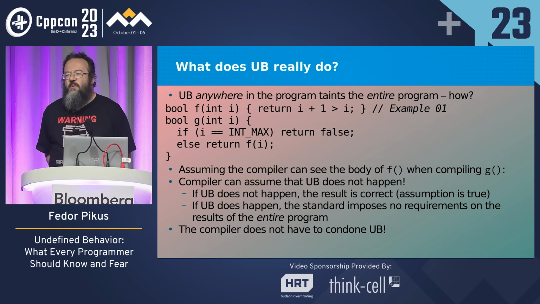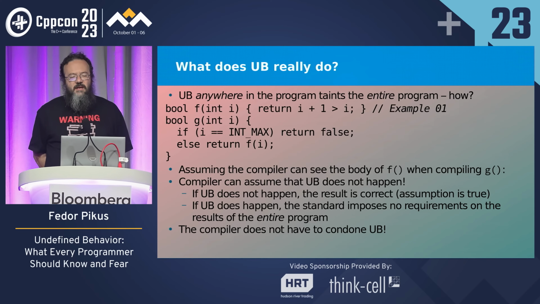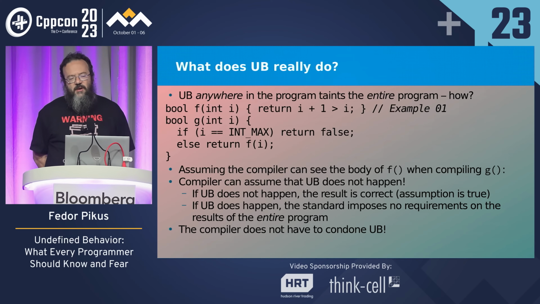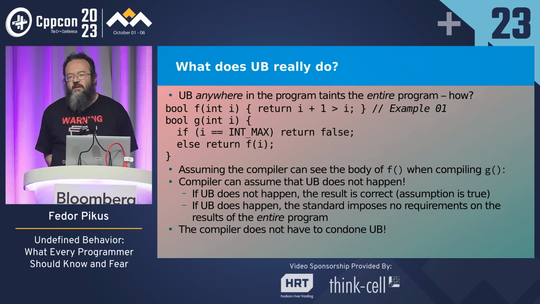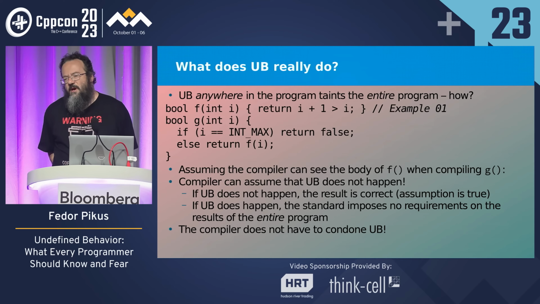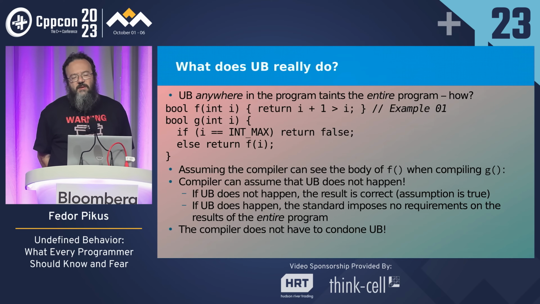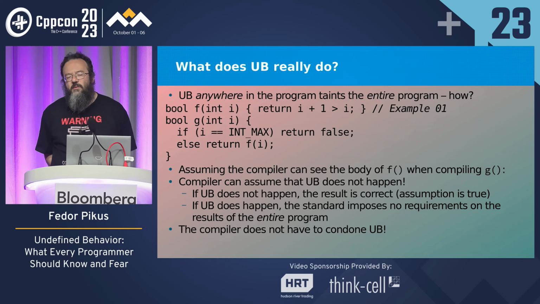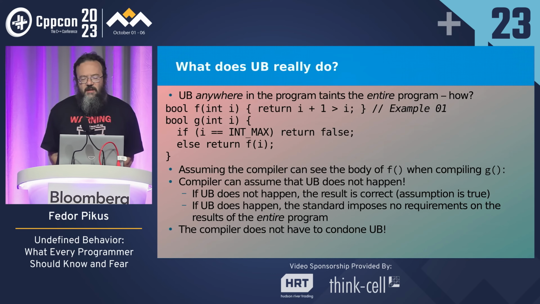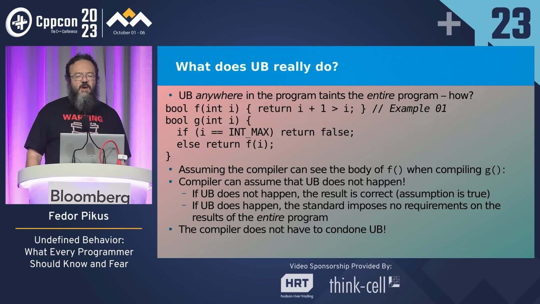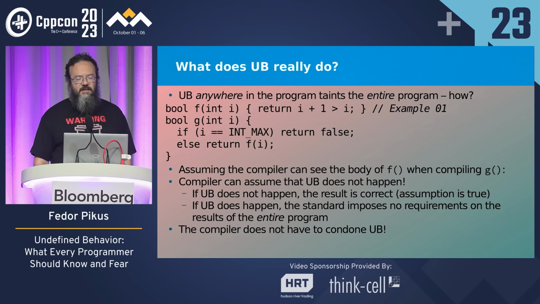If we assume that the compiler can see the entire code, then the compiler in general will assume that undefined behavior does not happen. In particular, it means that when you call f, integer overflow does not happen, so i is not equal to int max. It will then, in that assumption, eliminate what is now basically dead code, because i is not equal to int max. So the first line of g is dead code. It will never happen. So g will never return false if the compiler does this elimination.